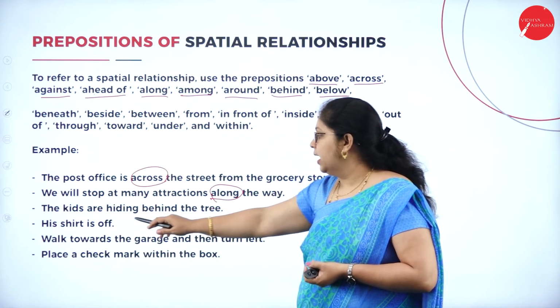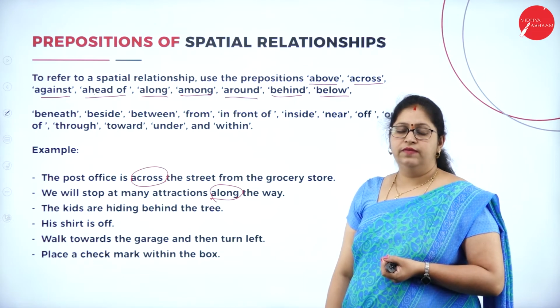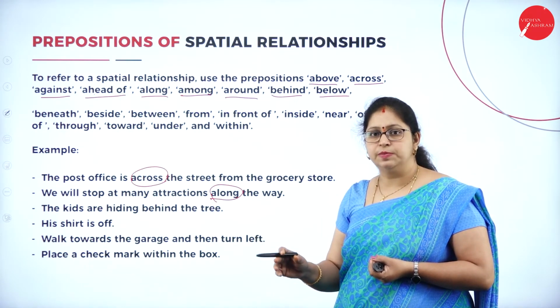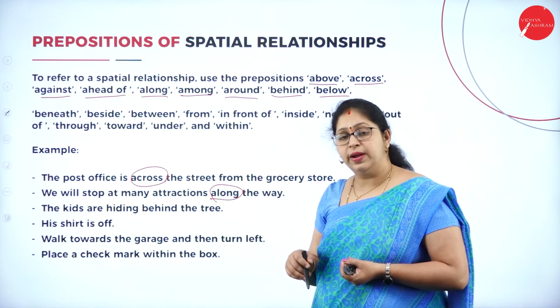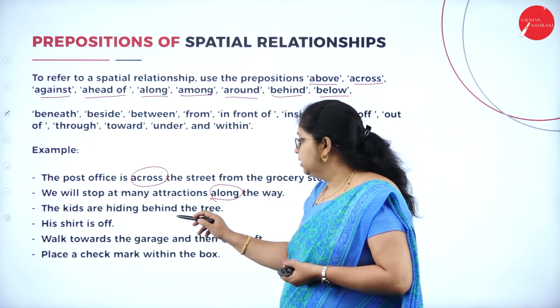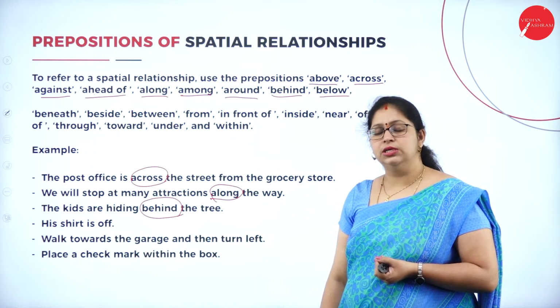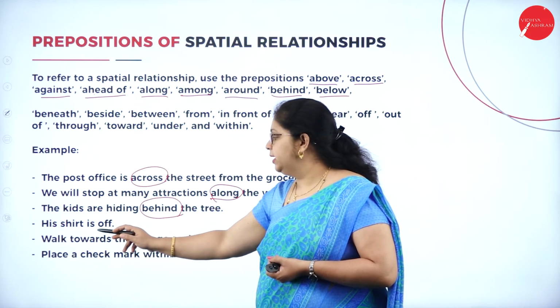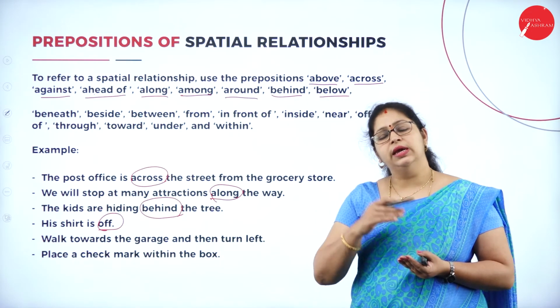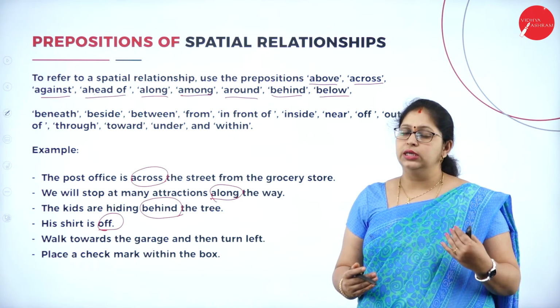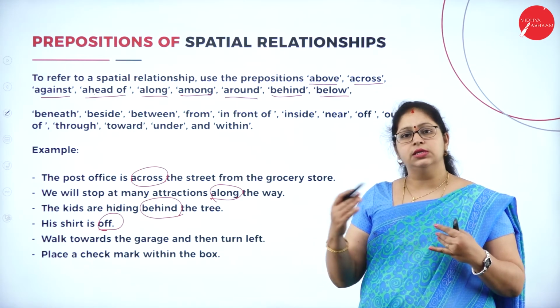Then, the kids are hiding behind the tree. Where are the kids hiding? Behind the tree. They have occupied some space, right? So, where have they occupied that space? Behind the tree. His shirt is off. What does this mean? His shirt is off. O-double-F. Off means he has removed it, or it is not completely on his body. The shirt is off; it is removed.